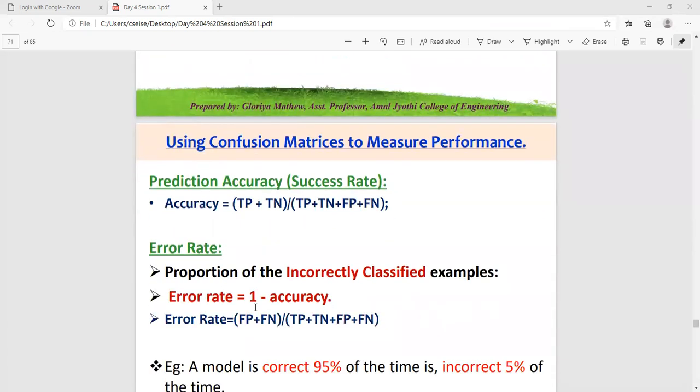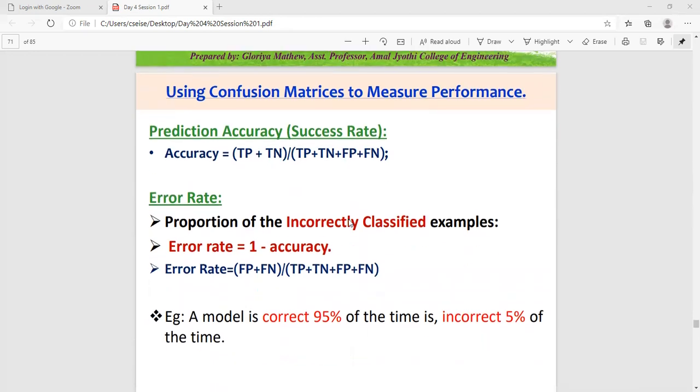So using the confusion matrix, you can find the accuracy, that is, how much of the predicted class is correct. We will take it using a formula. Accuracy is equal to TP plus TN divided by TP plus TN plus FP plus FN.